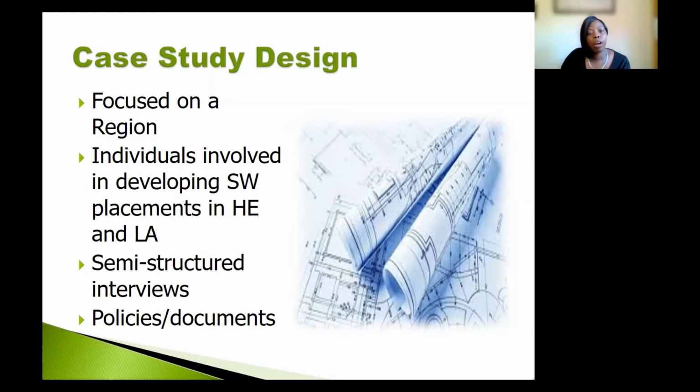And also, I'll be looking at policies and documents from organisations, mainly policies and documents that are already in the public domain. However, there are also artifacts that people may use, meaning that there may be documents that organisations have developed or designed themselves to help them with the administrating or management of the placements. So that's what I'm going to be looking at and asking for in my contact with people.